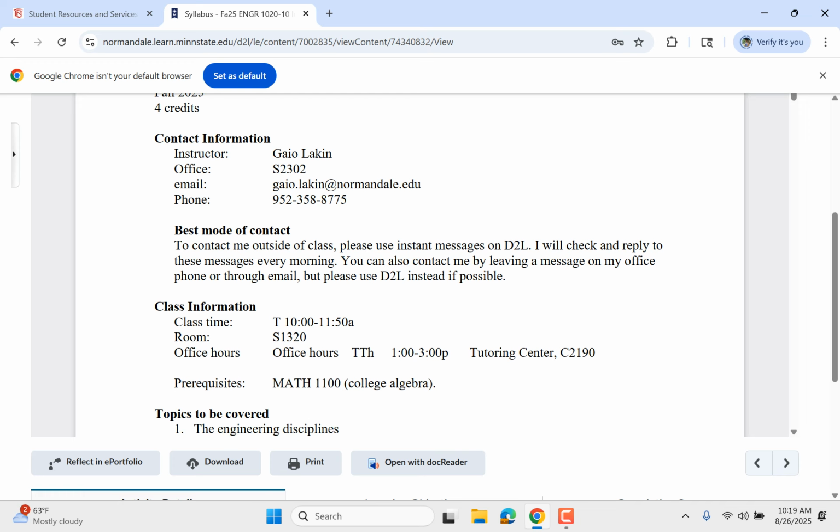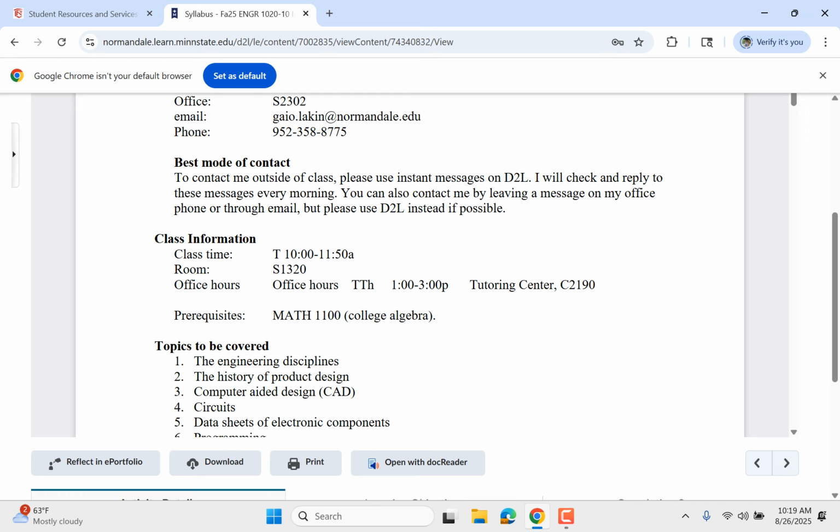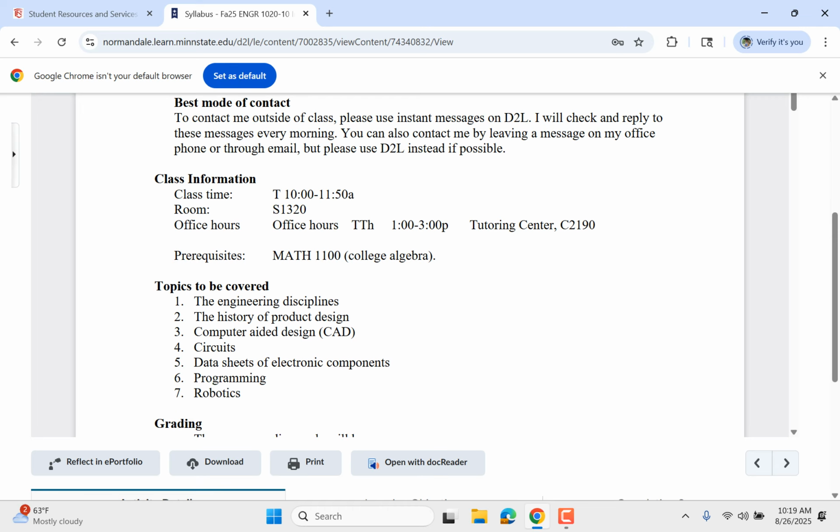Okay, class time, room. My office hours are Tuesdays and Thursdays from 1 to 3. So today from 1 to 3, if you want to talk about anything, I'll be at the tutoring center. Also, I'm always happy to meet outside of class or outside of office hours, if you want to schedule something or schedule a Zoom or whatever. The only prerequisite for this class is college algebra, so it's not going to be a very math-heavy class.